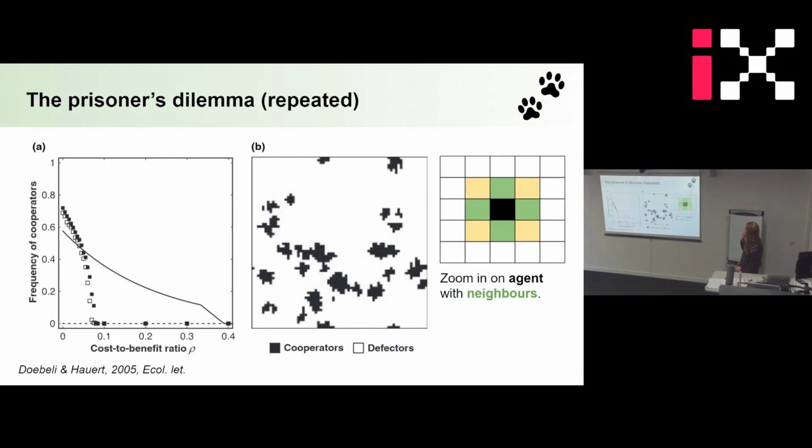Okay, so just to make you one kind of what did I mean with all this spatial thing? So on the right here, you see we have a grid with pixels. It says zoom in on agent with neighbors, so the black box is the agent. And the green boxes are the neighbors. And it only talks to its neighbors. Now I put in some yellow boxes just to say, are they not neighbors? And the answer is maybe.